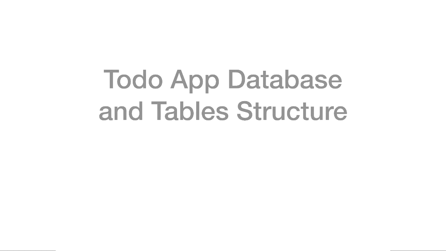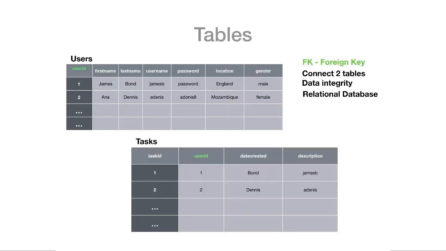Now is the time for us to talk about the database and table structure for our to-do app here. For our application, we are going to have two tables. The first one is going to be the users table, as you can see there. In our users table, we are going to have columns. The first column is first name, then the second column, last name, username, password, location, and gender.